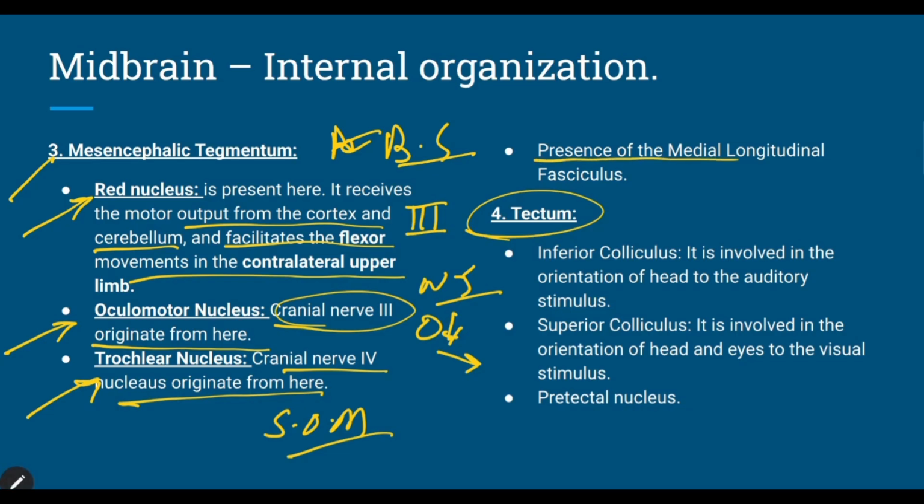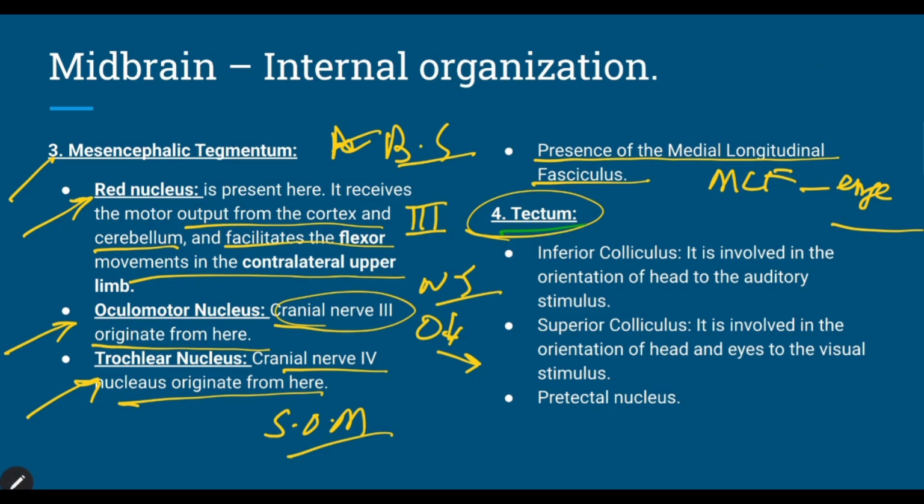The tegmentum also contains the medial longitudinal fasciculus, or MLF, which coordinates eye movements between cranial nerves 3, 4, and 6. A lesion here causes internuclear ophthalmoplegia. Think about multiple sclerosis, where the eyes can't adduct on lateral gaze.